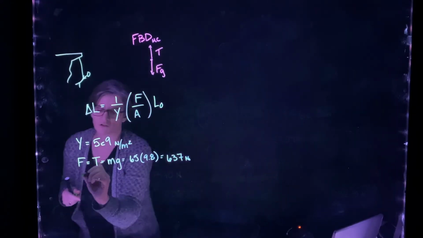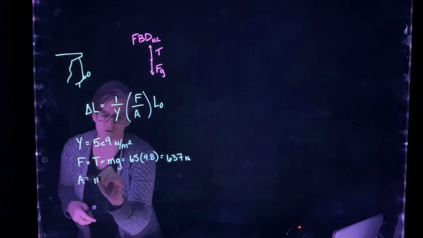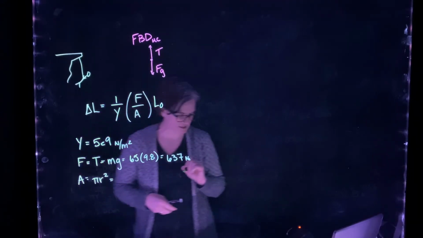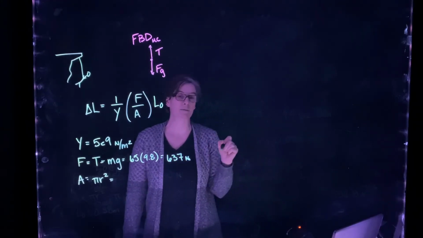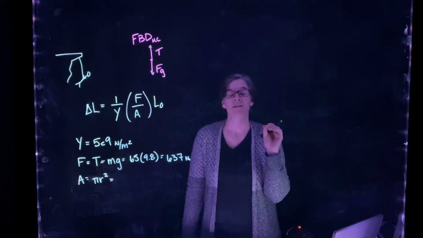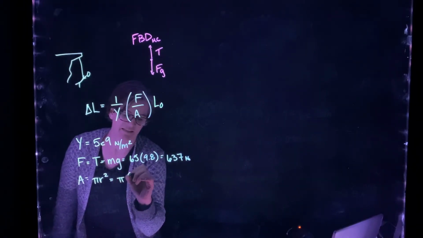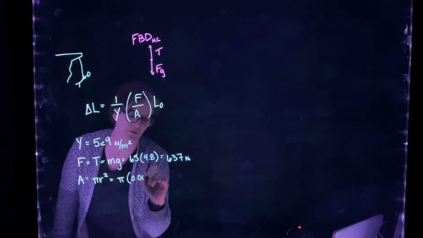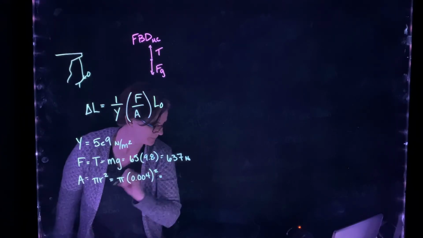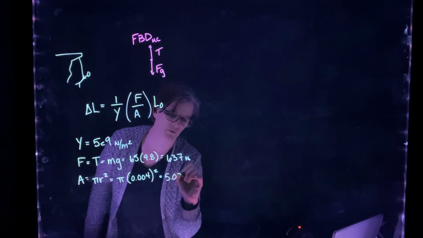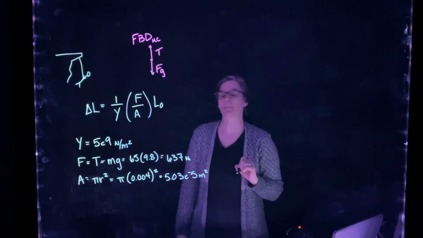We also need to determine the area that that force is acting on, so the cross-sectional area of the rope. So we know ropes tend to be, we're going to make an assumption that it's cylindrical. So the area is going to be pi r squared is our calculation. We're given that the diameter of the rope is 0.8 centimeters, so 0.4 centimeters in radius. So we have pi times 0.004, which is 0.4 centimeters converted to meters, squared. And so I get 5.03 times 10 to the negative 5th meters squared as my area.